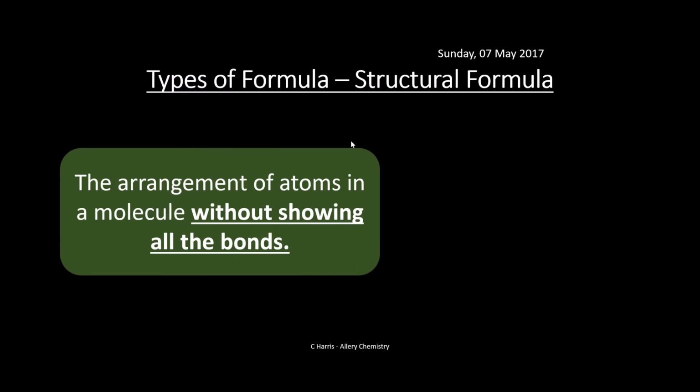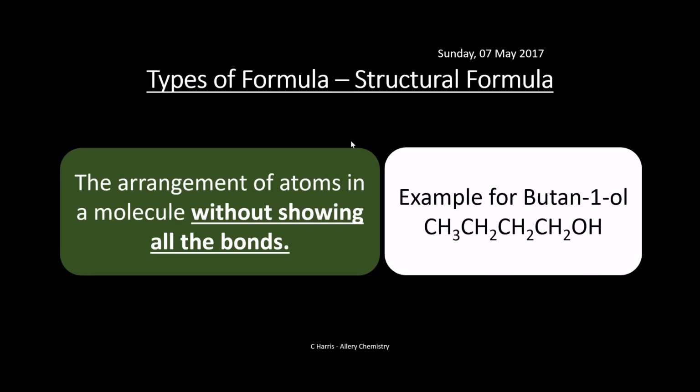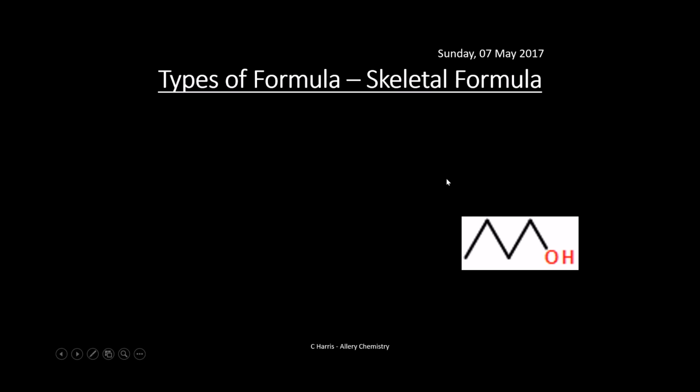Okay, structural formula. This is the arrangement of atoms in a molecule without showing any of the bonds. So there are no bonds being shown here. For example, if we use butan-1-ol, we're breaking the molecule down into CH3, CH2 chunks. So butan-1-ol is CH3CH2CH2CH2OH. Notice there are no lines here to display the bonds. Literally straight up, there's your formula.